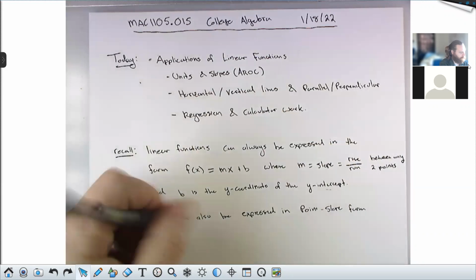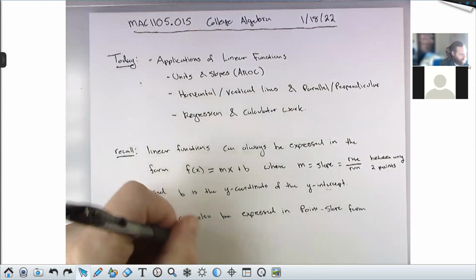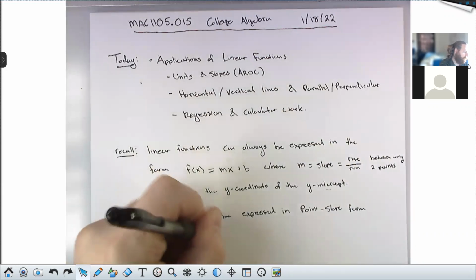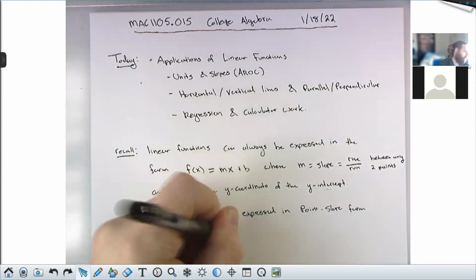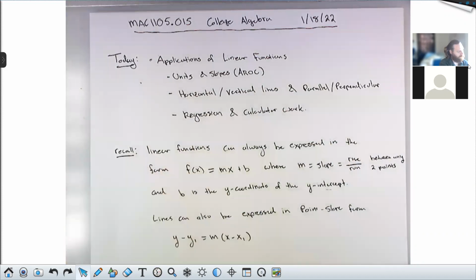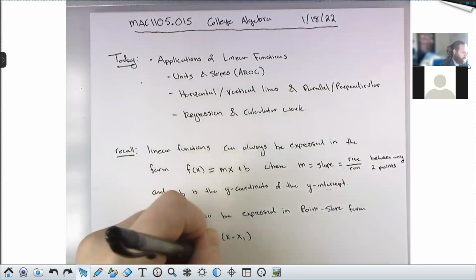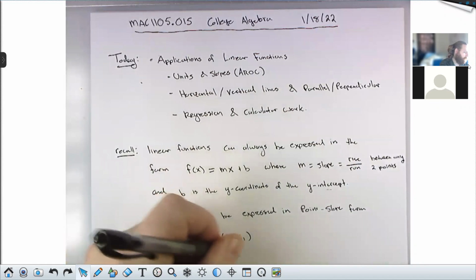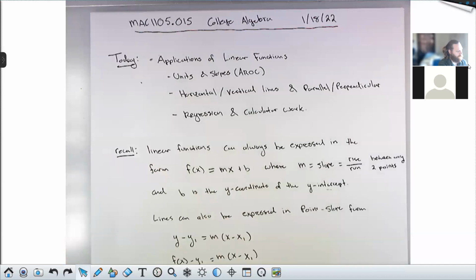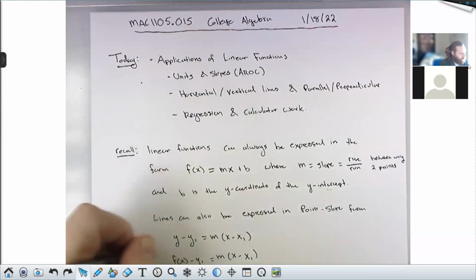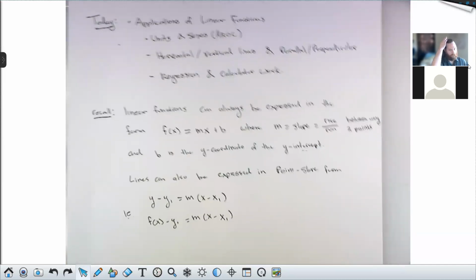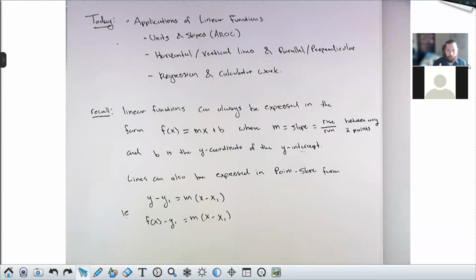That point slope form is y minus y1 equals m times x minus x1. Or you could write this as f of x minus y1 equals m times x minus x1. Same thing, right? Again, y and f of x are interchangeable. The f of x is just a notation that emphasizes you're talking about a function.